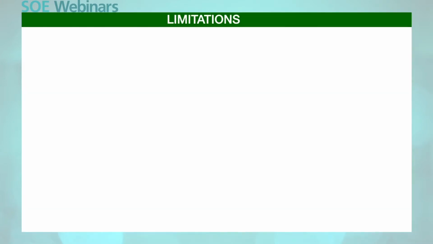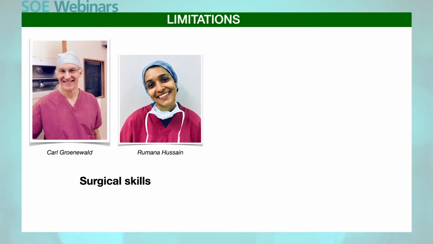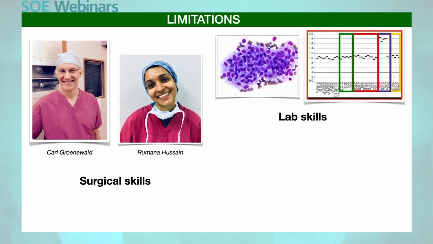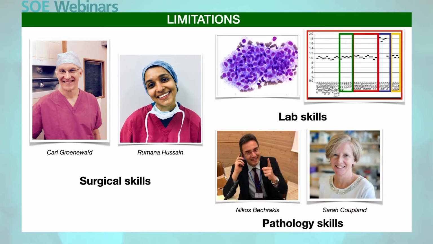So what are the limitations? Basically, your setup is the limitation. You need good surgical skills, and we're very fortunate that I work in a team with Karl Grunwald and Rumana Hussain, who are excellent surgeons and very, very good in doing these biopsies. The lab skills are really, really required. There's only a few cells there, as you could see in the video, and you need to process them in the right way. And obviously the pathology skills, without somebody at the other end being able to really interpret these cells and identify them and make a call on them, that needs special skills that you won't have in every hospital.